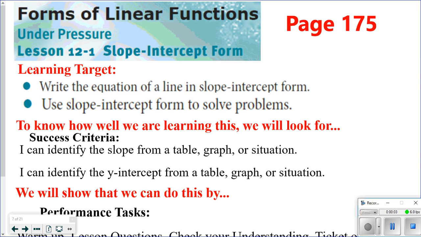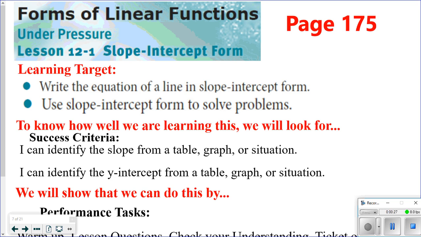Hey everyone, go ahead and open your book to page 175. We are starting a brand new activity. It's activity 12 called Forms of Linear Functions, and we're still going to be talking about slope, which is why we're going from activity 9 to activity 12, because they work well together when taught back to back.